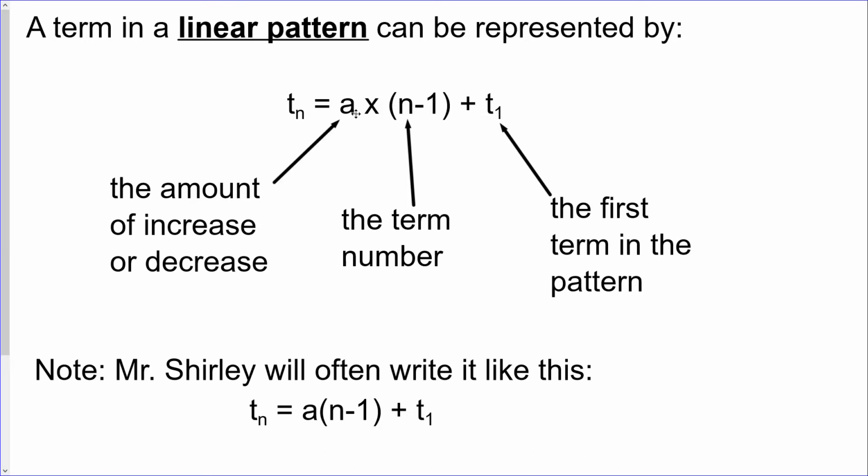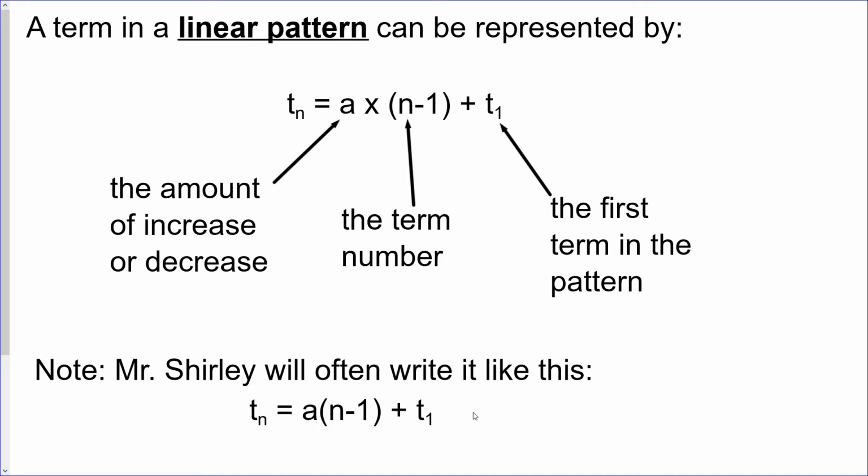Okay, so the a just represents the amount it's increasing or decreasing. n just means the term number, and again, t1 is the first term in the pattern. I've written it out like that one way, but on the bottom, please note that I'll often write it like this, like you see here.